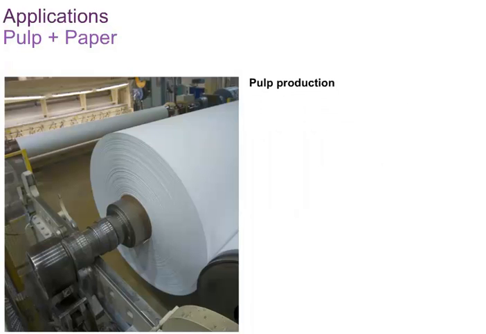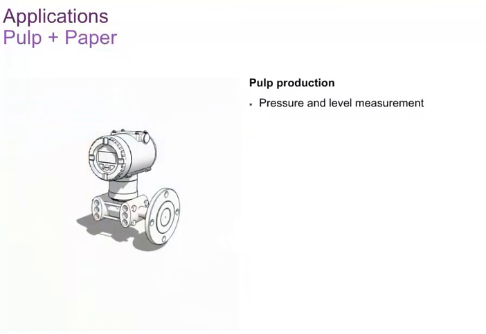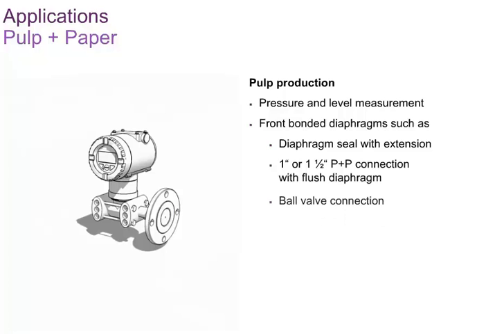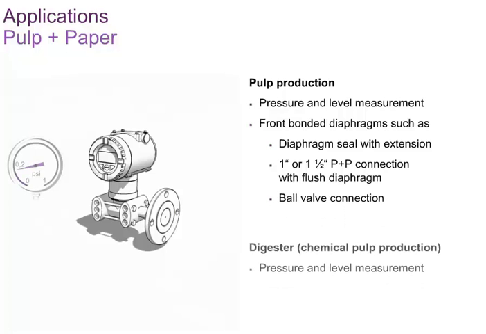Process pressure and level measurement are the main applications in the pulp and paper industry, where pressure transmitters are used. The requirements differ depending on the process in which the instruments are used. For pulp production, front-bonded diaphragms are required. This can be achieved using diaphragm seals with an extension tube, with 1 inch or 1.5 inch connection and a flush diaphragm, or with special connections which can be integrated into a ball valve.